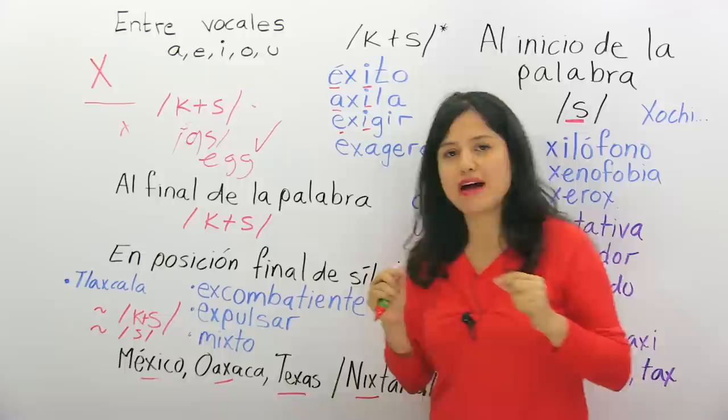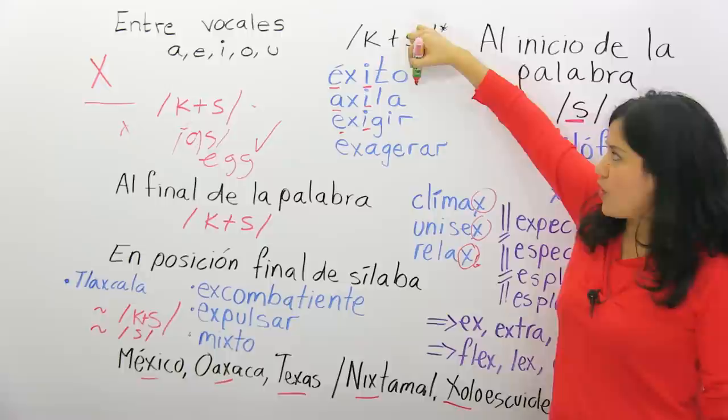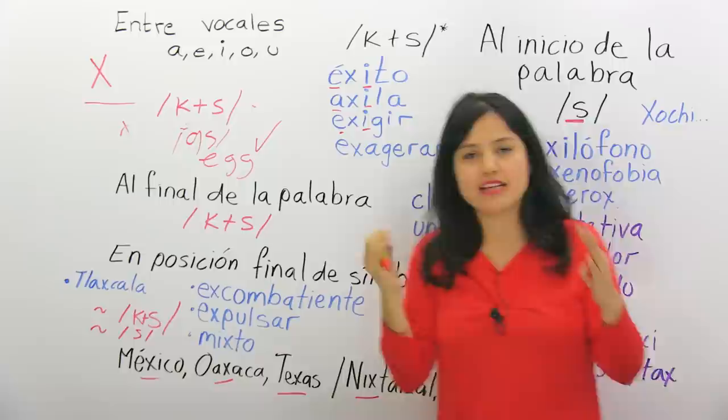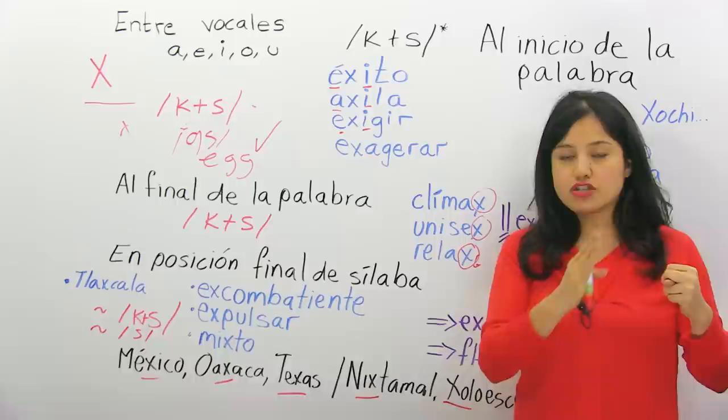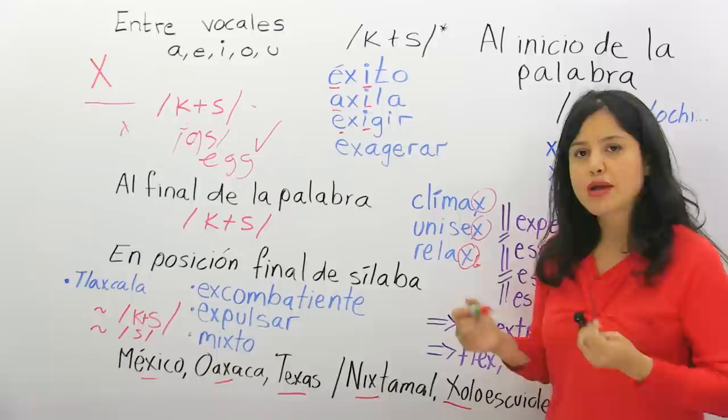For example, in Spanish, this word has three sílabas. Tres sílabas. Ex, exito. Okay? Axila. Exigir. You're going to separate syllables in Spanish, usually with a vowel and a consonant. Always a vowel and a consonant. Sometimes there are parts where there are two vowels and a consonant. Well, you can see that with my other videos. But a syllable is a vowel and a consonant.